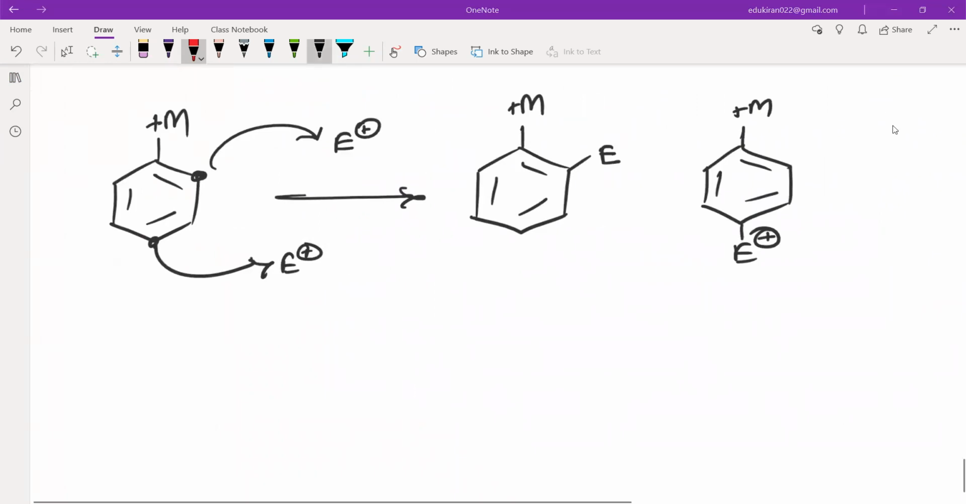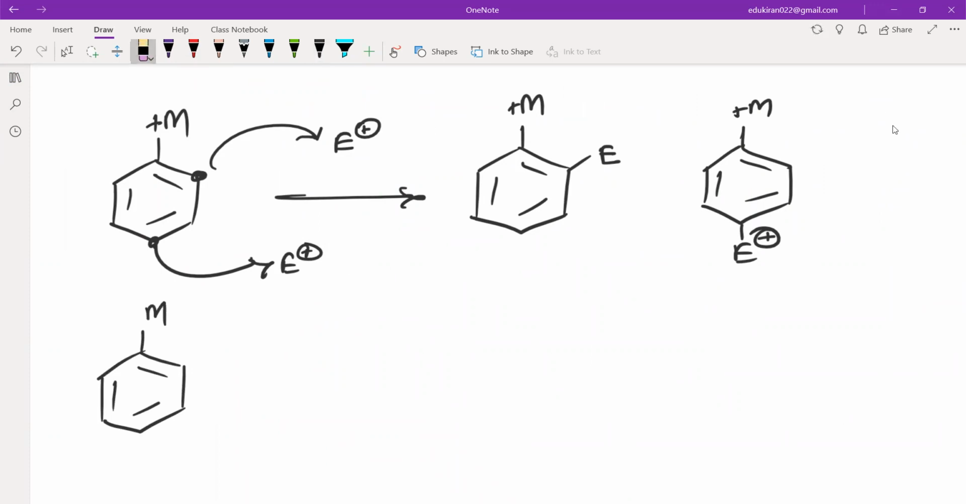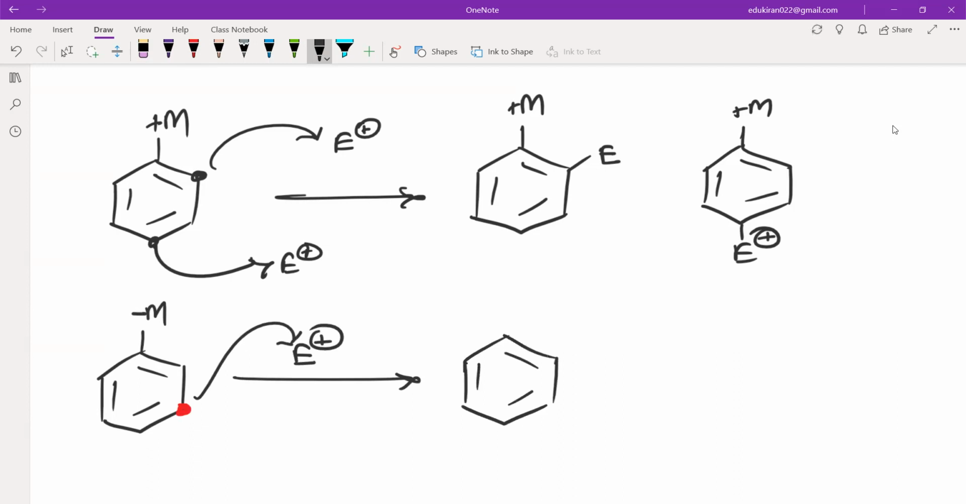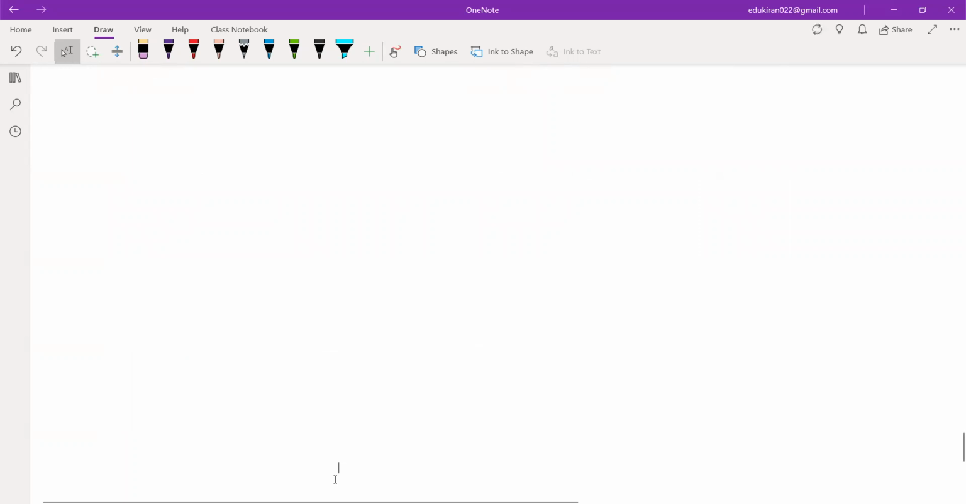So here we have a benzene ring attached with a minus M group. Now in a minus M group, there is only one position that is going to attack the electrophile, which is the meta position. Now only one task remains for you: to identify plus M and minus M. So I will make a few groups here, and then you will tell me which is plus M and which is minus M. After that we can write all of these things down.